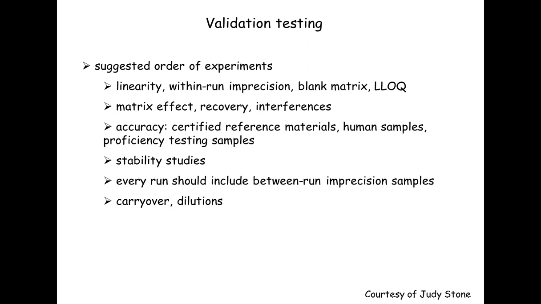So on the slide is a suggested order of experiments. Of course, you can do the experiments in whatever order that you want, but it's definitely a good idea to run some of these things early on. So again, I would make sure your linearity is good, your lower limit of quantitation, I would assess accuracy fairly early on and definitely run some human samples, or the samples that you're going to be running once you go live with your method. You should think very carefully about each run that you do to maximize the amount of information that you're getting from these runs.